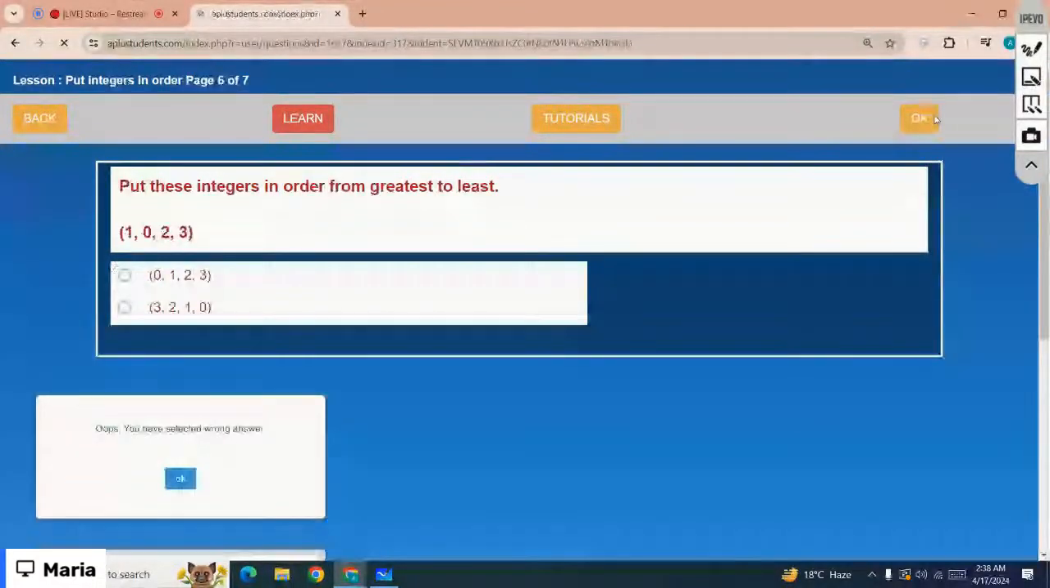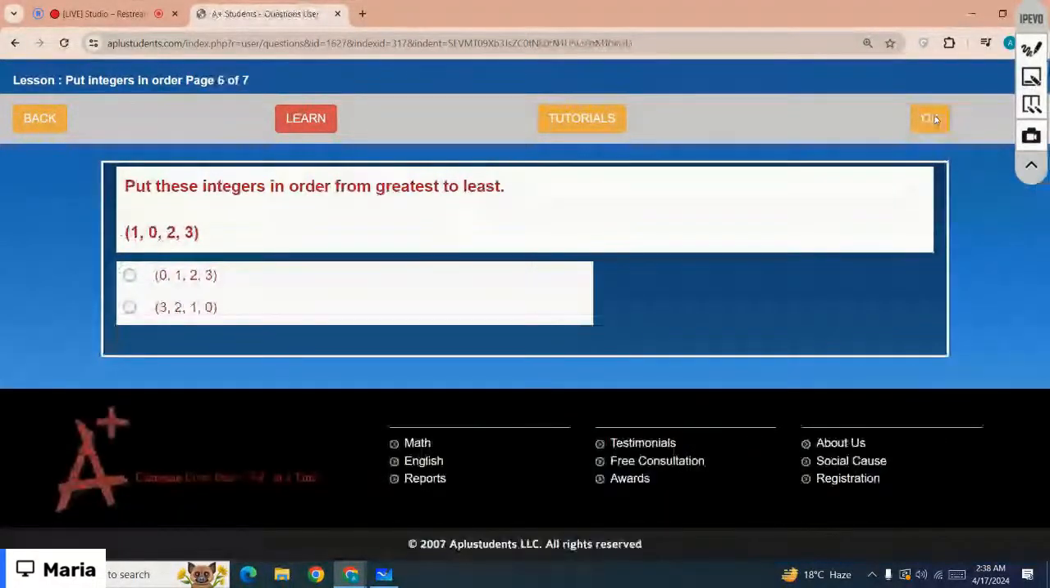Put these integers in order from greatest to least. So which is the correct option? Yes, that would be the option. 3, 2, 1 and 0. Option 2 is the correct option.